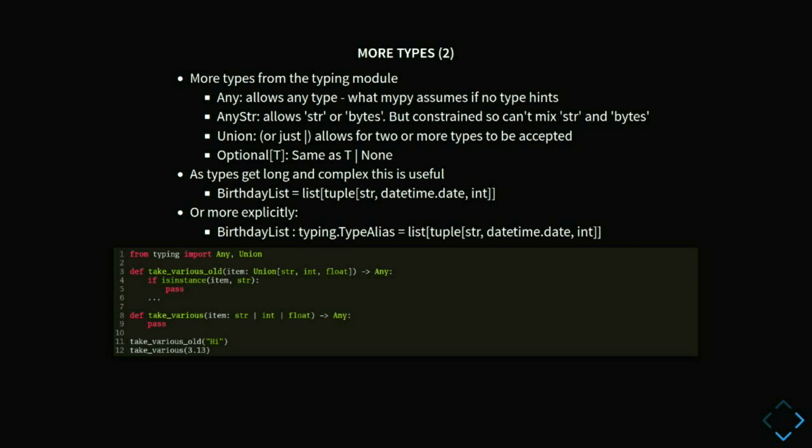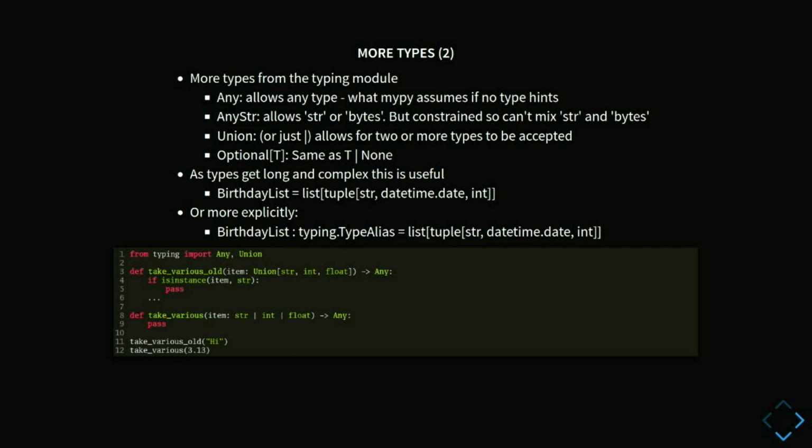AnyStr is kind of interesting because we often have interfaces that take either a string or bytes. AnyStr says it's a type that can be either of those, but it makes sure you don't mix them. So if you want bytes to be passed for both parameters, then this will do it for you, or string.